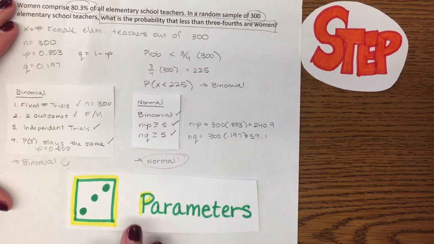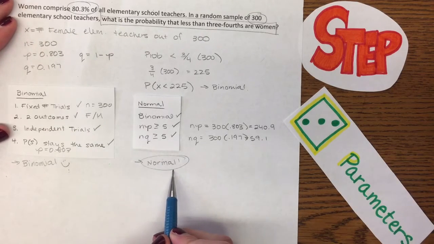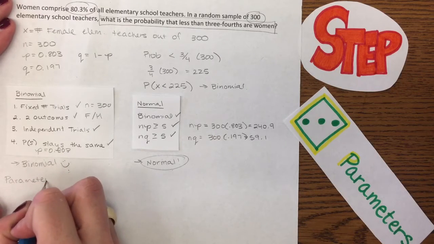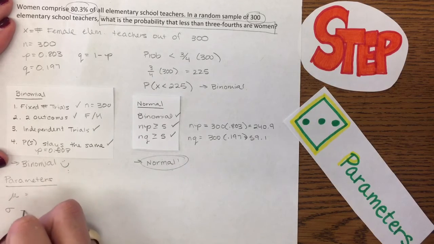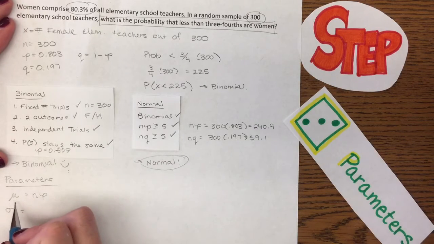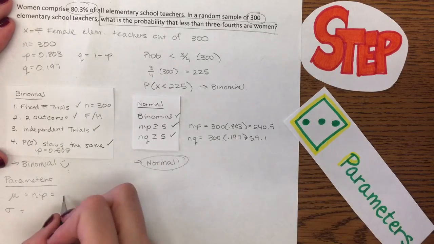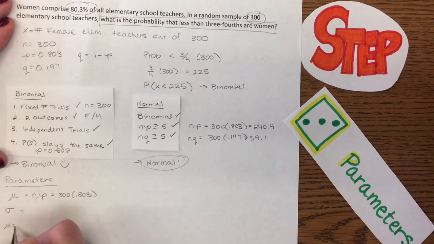Step 3, finding the parameters for the normal distribution. Now that we're assuming that we're going to use an approximation of normal, we need to find the parameters of our problem. The parameters for a normal distribution are mu and sigma. For a binomial distribution, the mean, or the expected value, is n times p, which we've already calculated. So that's 300 times 0.803. We find the mean to be 240.9. Remember, we round to 1 decimal more than the given information.